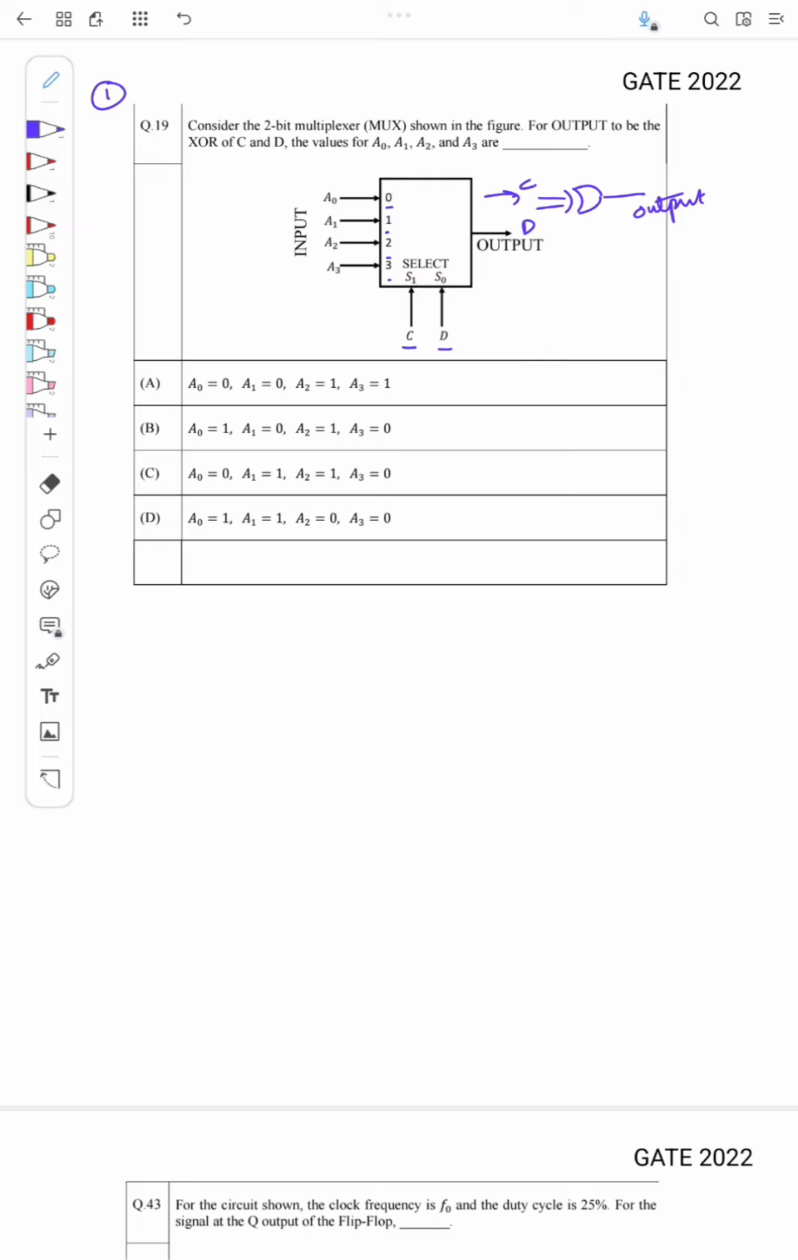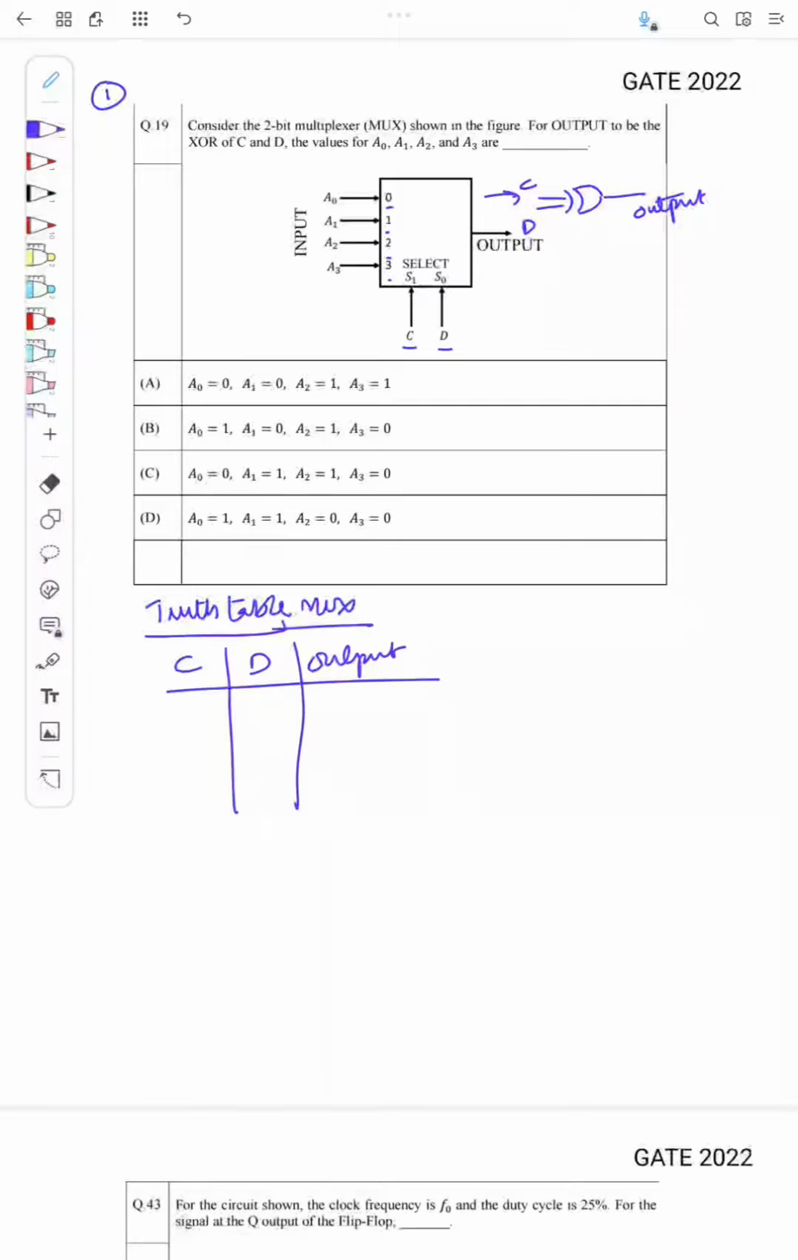So we'll first write the truth table of the mux. So I have C, D, and output. For C and D: 0, 0, 0, 1, 1, 0, and 1, 1. So these are the inputs, and we know for an XOR gate when the inputs are 0, 0 and 1, 1, the output is 0, and if there is any difference between C and D, then the output will be 1, right?